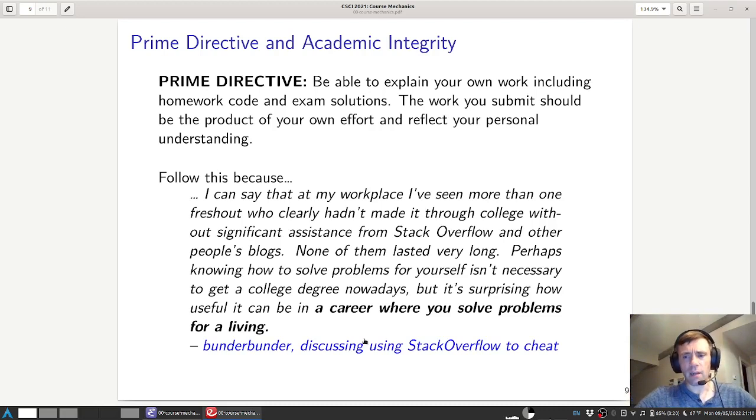I want to say just a few words on academic integrity and motivation for the course. Within the syllabus, there's something called the Prime Directive, and you Trekkies out there might see a nod to that there. But for our course, the Prime Directive is as follows, and forgive me, I'm going to state this verbatim because I think it's important. Be able to explain your work, your own work rather, including homework code and exam solutions. The work you submit should be the product of your own effort and reflect your personal understanding.